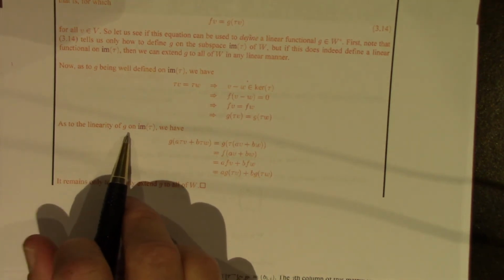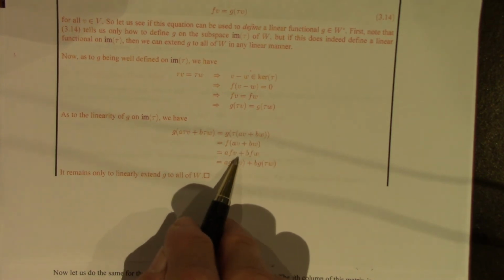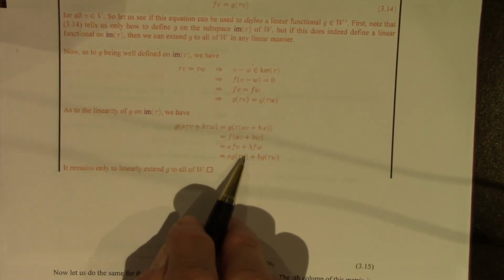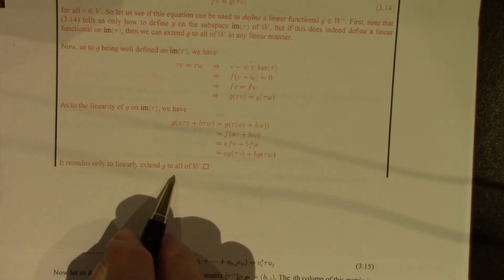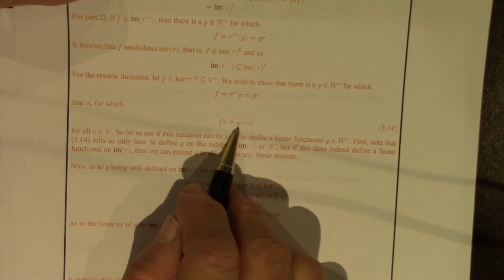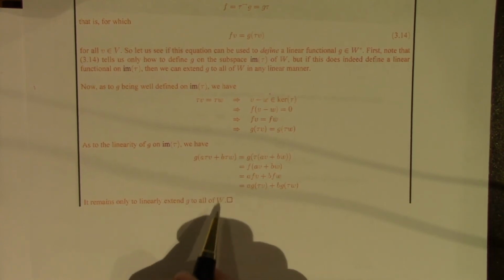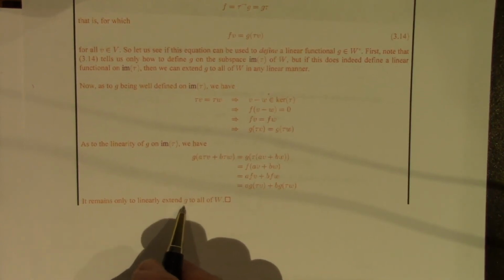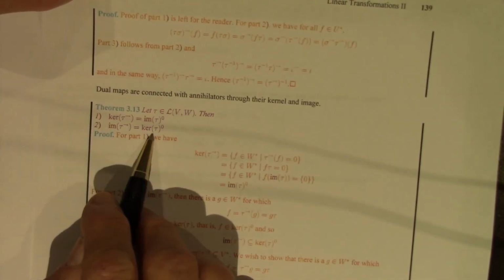As for linearity, it's all right here. It follows essentially from the linearity of F and tau. So it remains only to extend. We've got a well-defined linear map G on the image of tau, which is a subspace of W. All we have to do is extend G linearly to all of W. And that concludes the proof here.